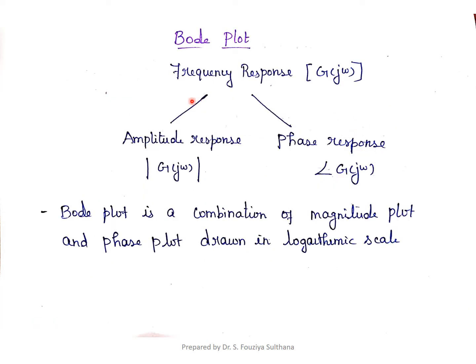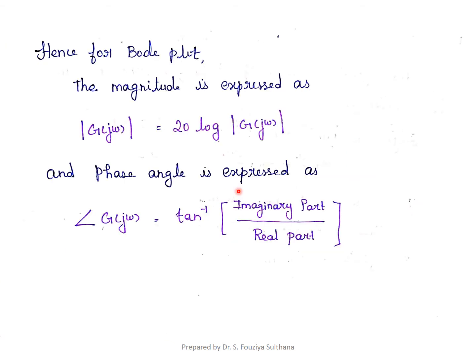The frequency response may be decomposed into amplitude response and the phase response. So a Bode plot is a combination of magnitude plot and phase plot drawn in the logarithmic scale. The magnitude plot is drawn for the change of magnitude in decibels with respect to the frequency, and a phase plot is drawn for the change of phase with respect to the frequency. Hence, for the Bode plot, the magnitude is expressed as 20 log of |G(jω)|, and the phase angle is expressed as tan inverse of imaginary part to the real part.